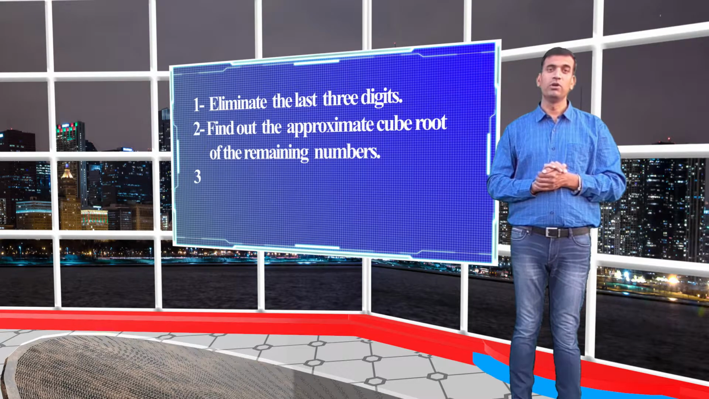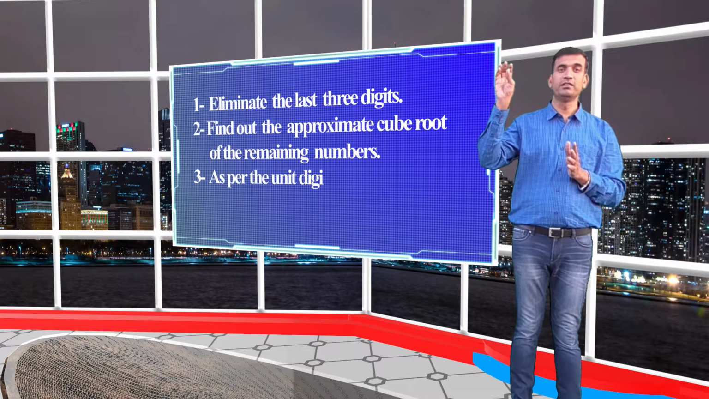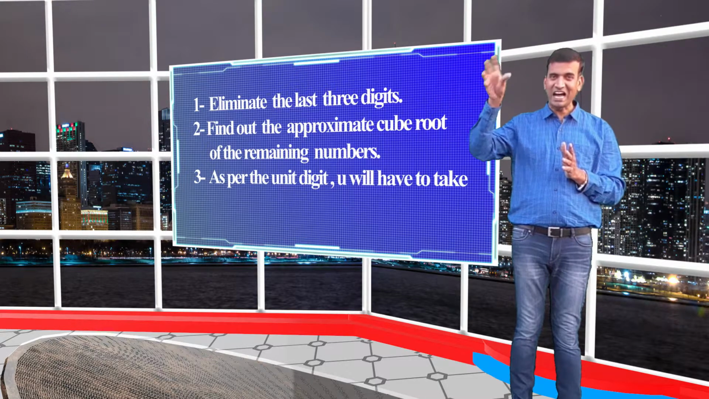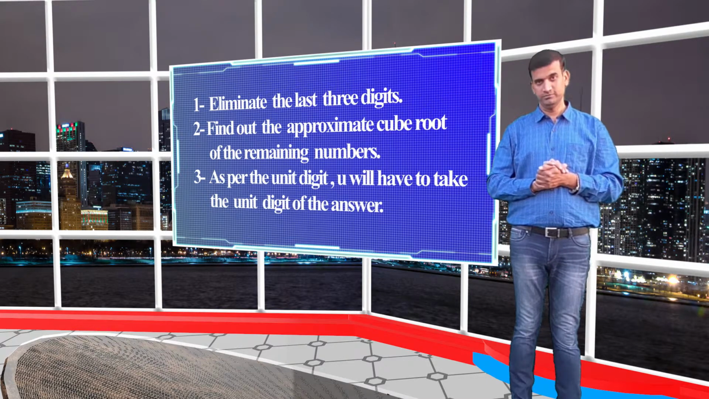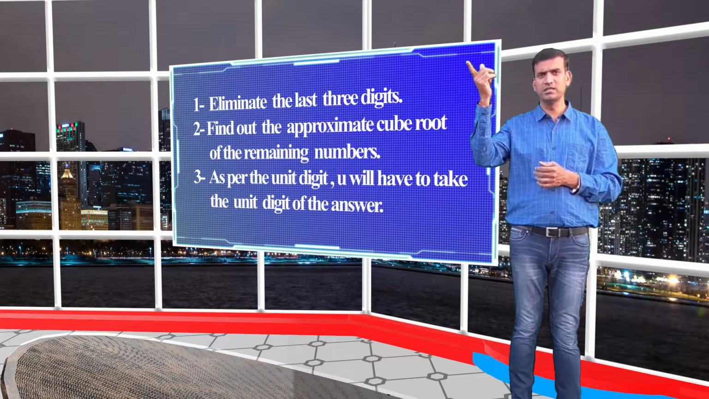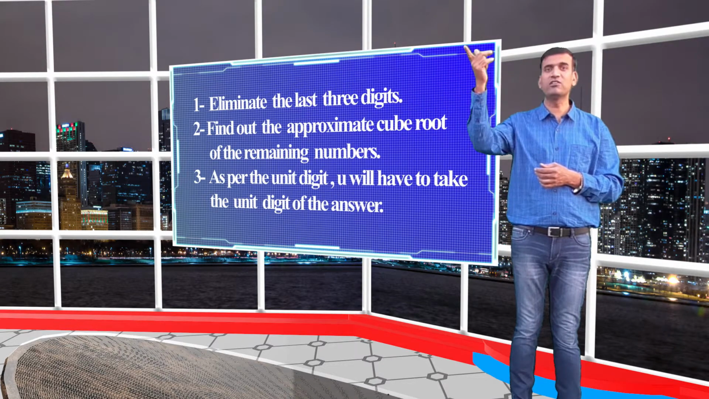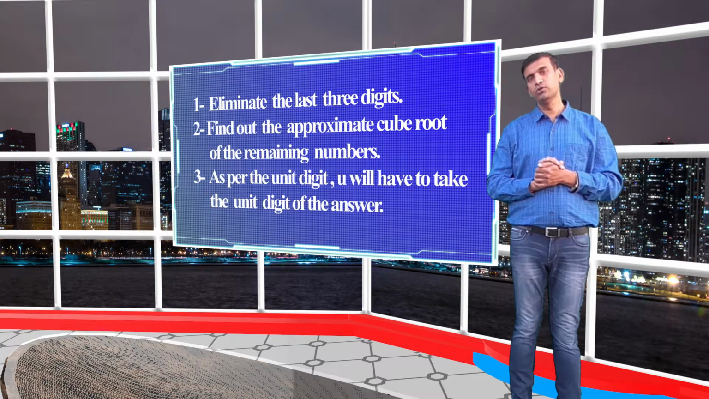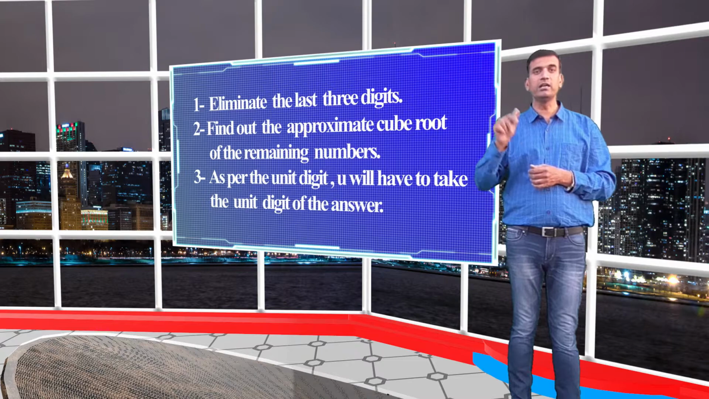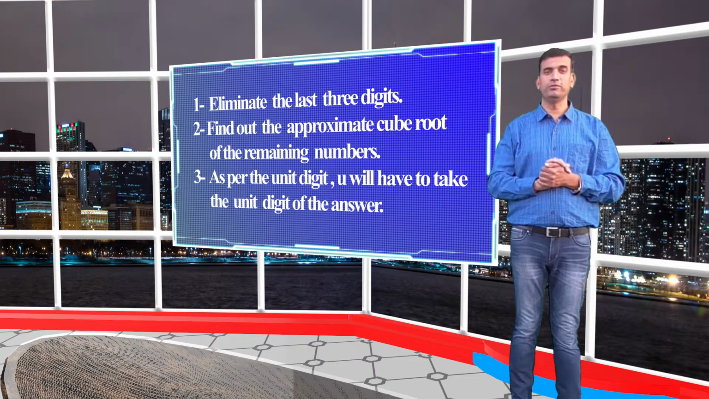After writing that down, consider the unit digit of the number, and as per the unit digit you put the unit digit here. If the unit digit is 0, you put 0. If it is 1, you put 1. But if it is 2, at that time you should put 8. So for 2 it is 8, for 8 it is 2, for 3 it is 7, for 7 it is 3. We'll go through an example.